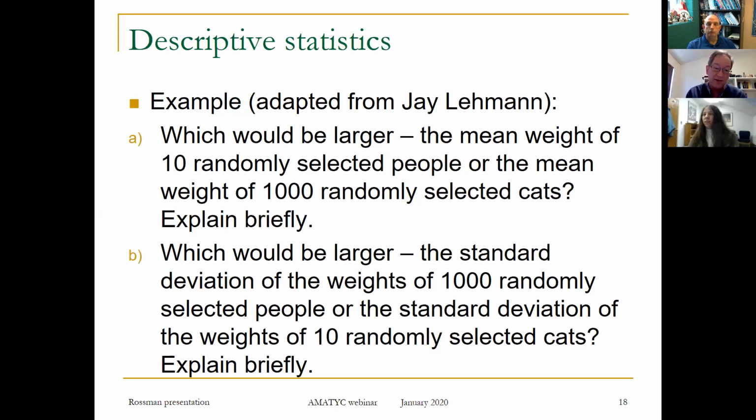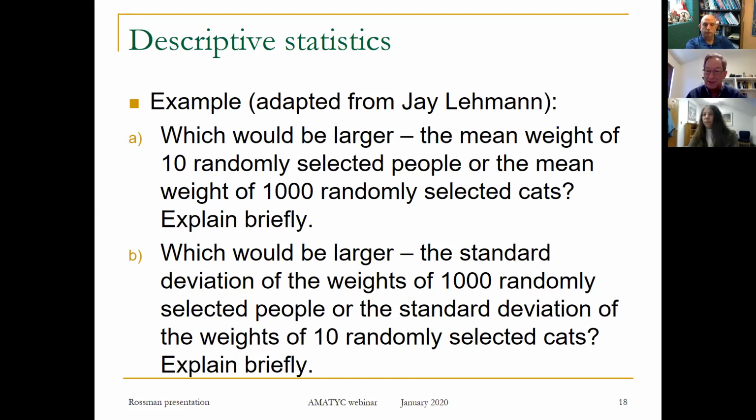My students did not do fine with part B. Part B is essentially the same question, now asking about the standard deviation of the weights. And I said, suppose it's 1,000 people and 10 cats. Standard deviation is a measure of variability. Who has weights that vary more, people or cats? The answer is people. People's weights vary from very little in infants to hundreds of pounds. Cats' weights vary from very little in kittens to maybe a few dozen pounds in really, really large cats. So human beings have a lot more variability in weights than cats do. The correct answer is people.